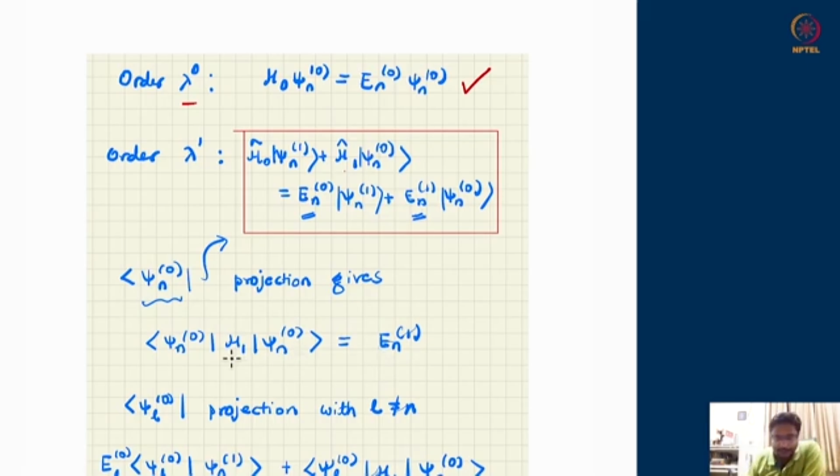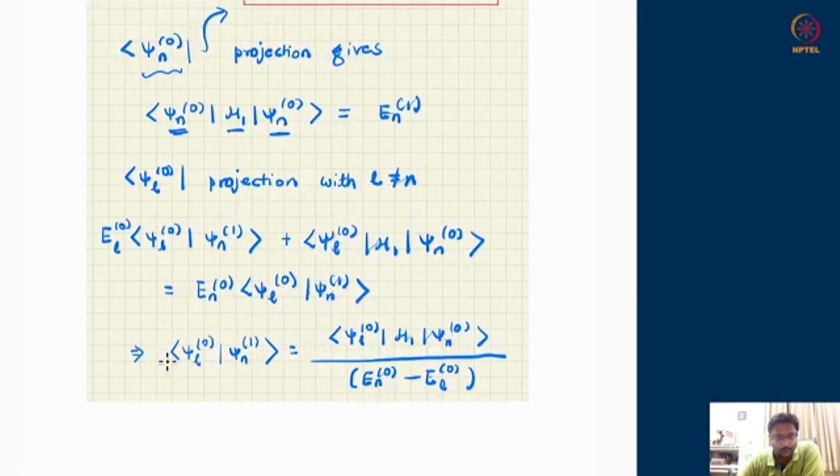That is the perturbation Hamiltonian squeezed between the previous eigenfunctions. Psi n0s were the previous eigenfunctions; no longer are they eigenfunctions of the new Hamiltonian. Yet, if I take the H1 and take its expectation along this psi n0, then I will get the first order correction to the eigenvalue. Okay.